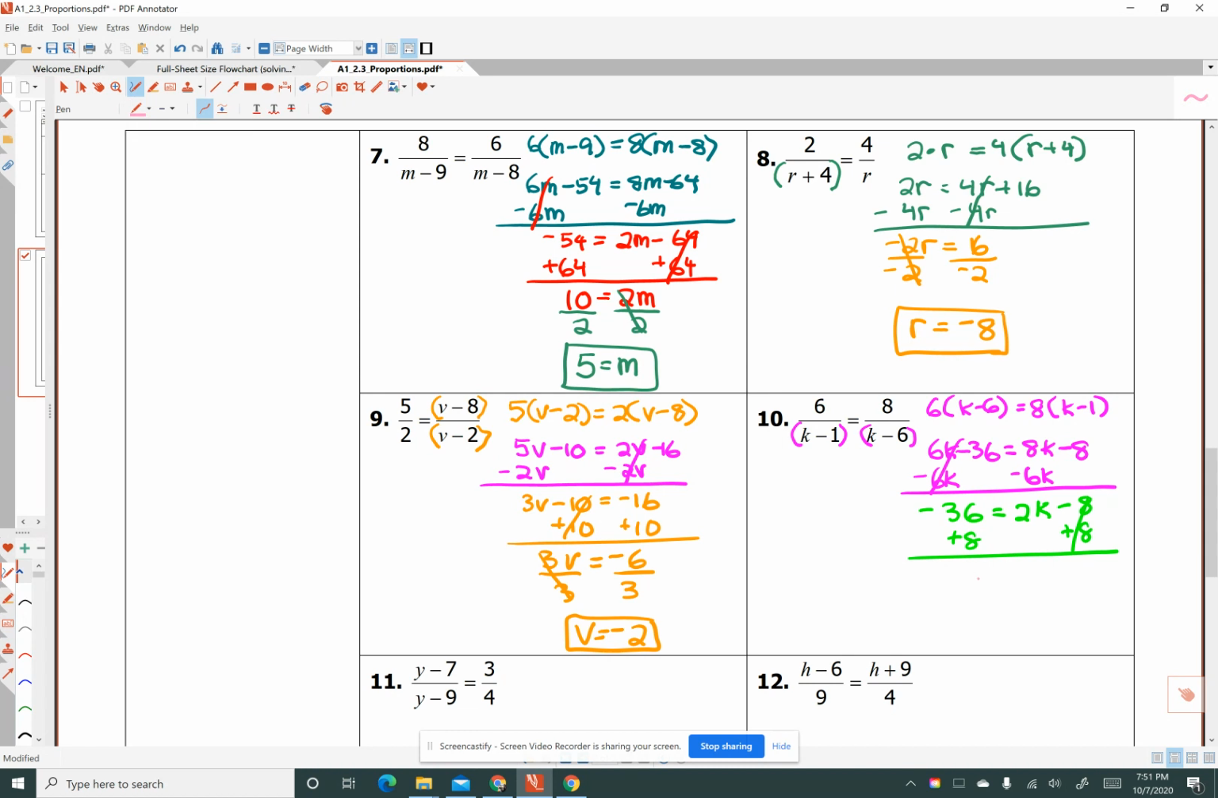And that leaves me with negative 28 equals 2k. I will divide both sides by 2, which leaves me with negative 14 equals k. And I told you guys I always try to be in the habit. It's not a requirement, but I like to write my variables on the left. k equals negative 14.